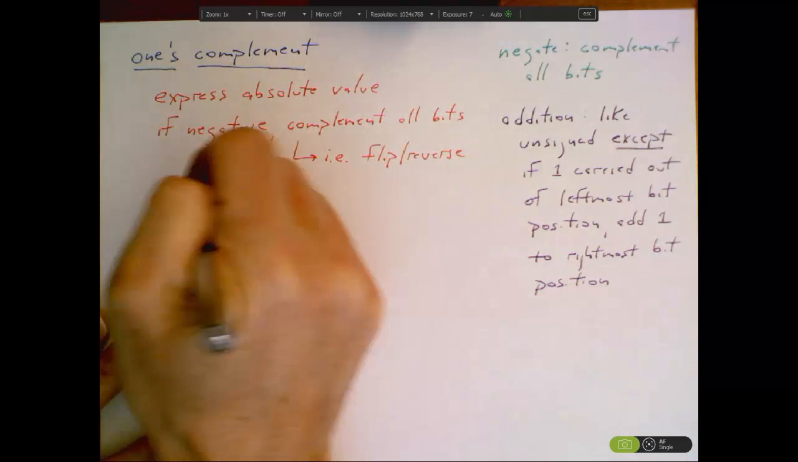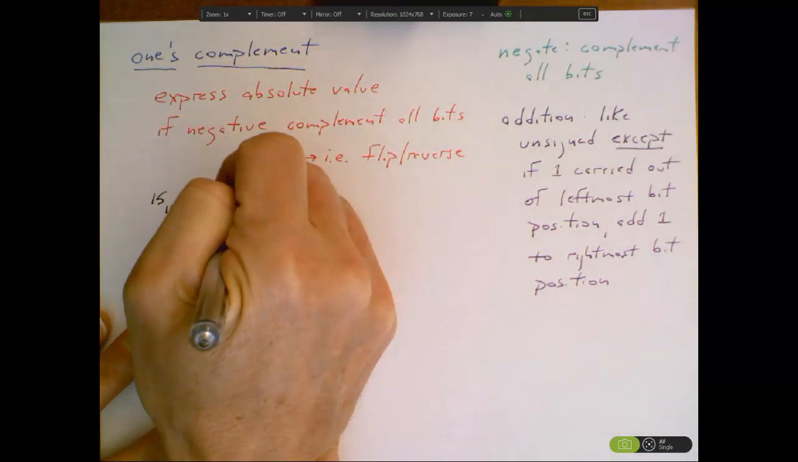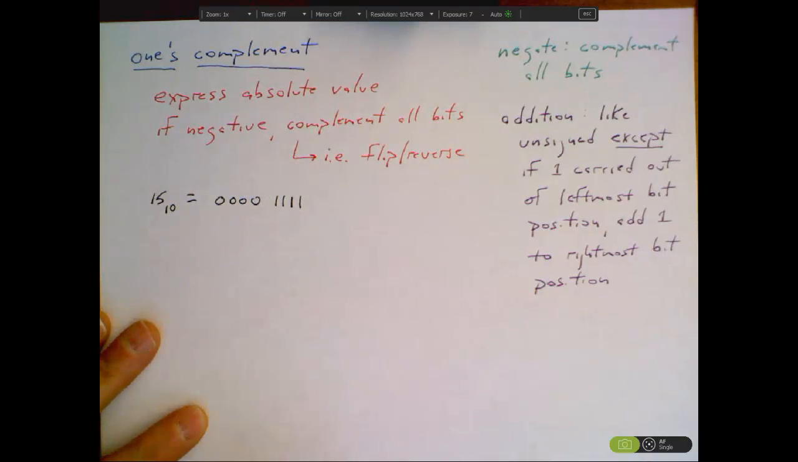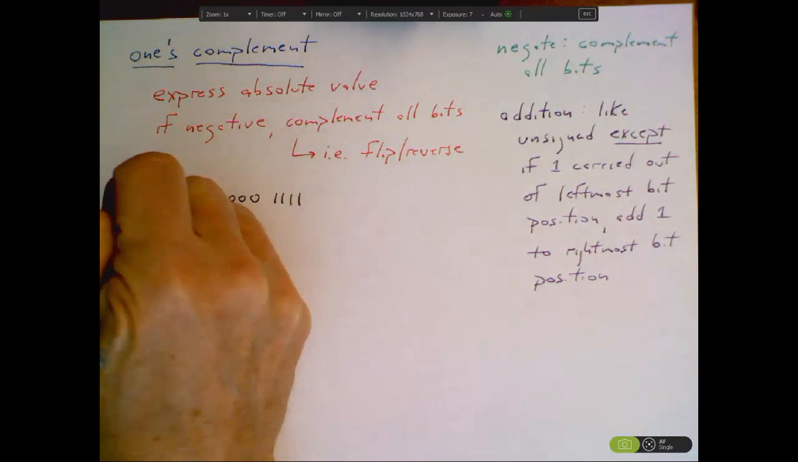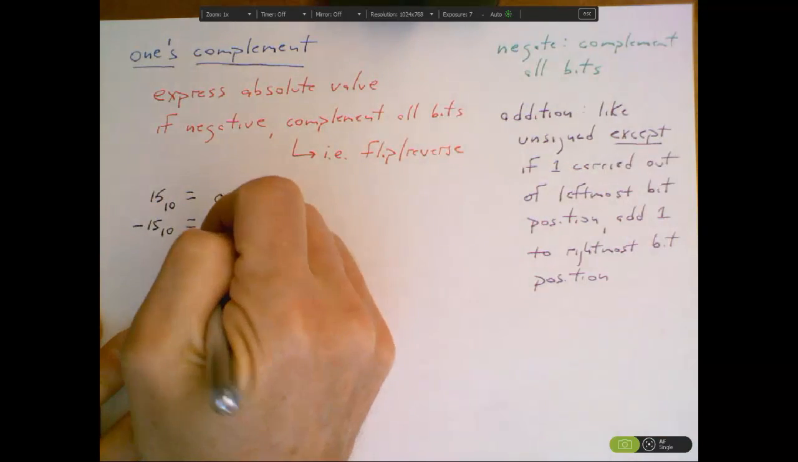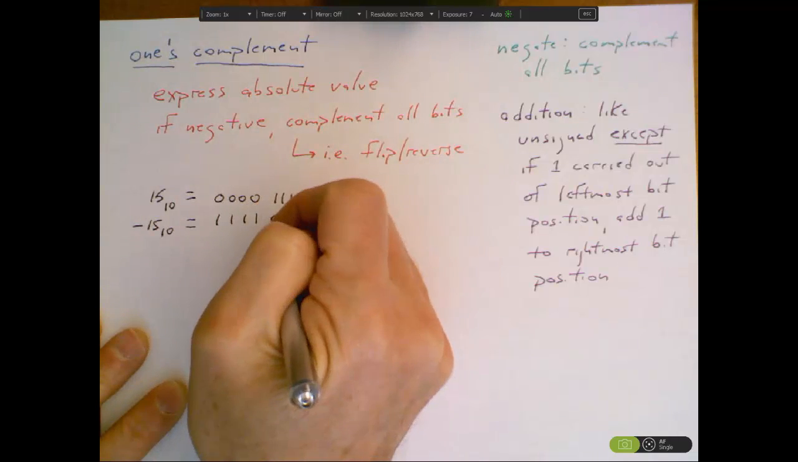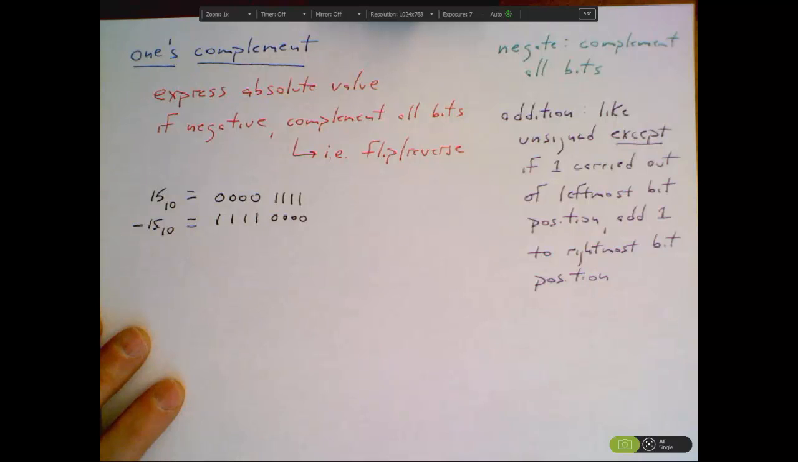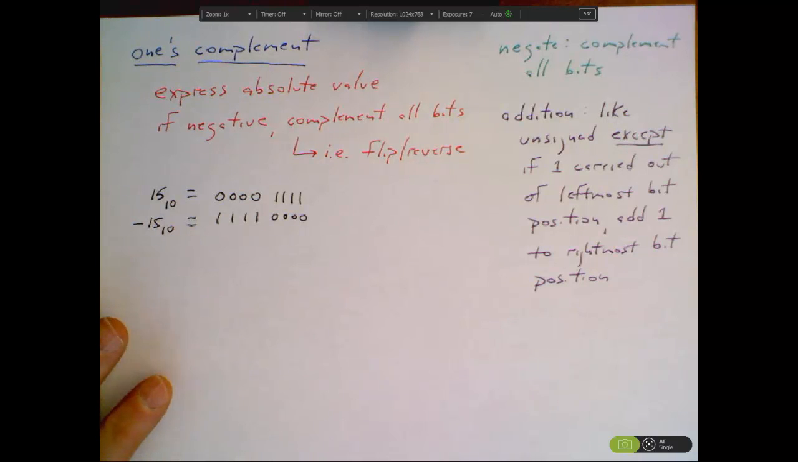15 in base 10. Positive 15 is that. And now negative 15 is simply flip all those bits. Those zeros become 1s, these 1s become 0. Okay. So again, the negate is straightforward and can be done fast because we can flip all those bit positions independent of each other, so we can do them all at once.